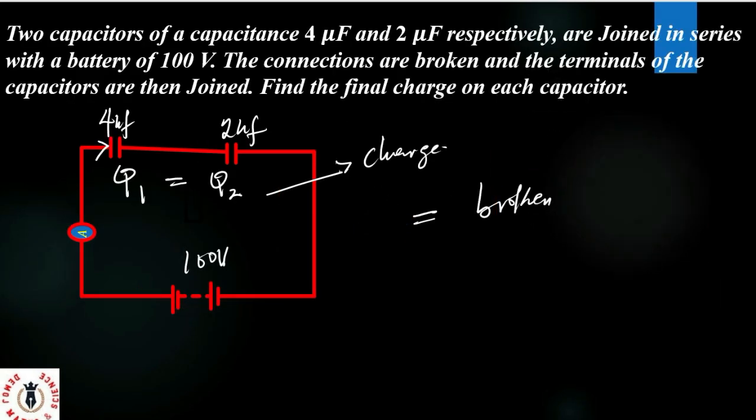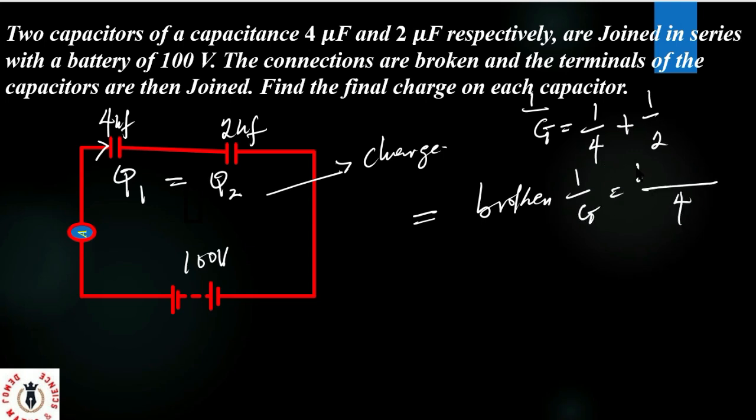Now at the first stage, when they are connected in series, my total capacitance CT is given by 1 over CT equals 1 over 4 plus 1 over 2. So that 1 over CT will be the same thing as 1 plus 2 all over 4. 1 over CT will be the same thing as 3 over 4. So that CT will be 4 over 3 microfarad.